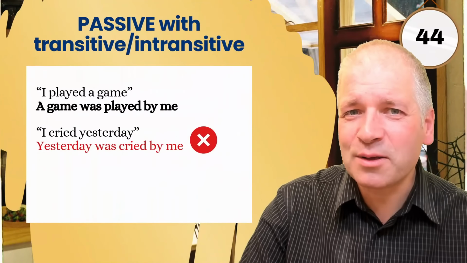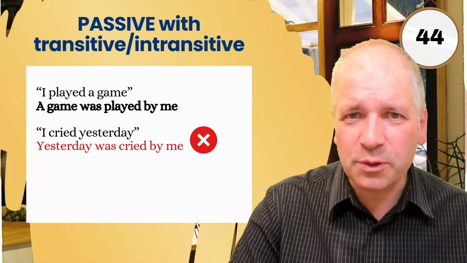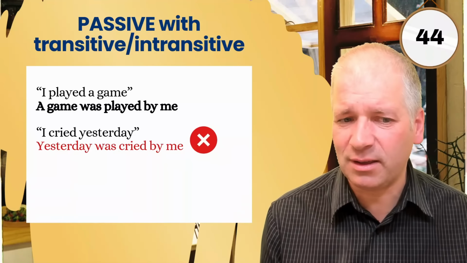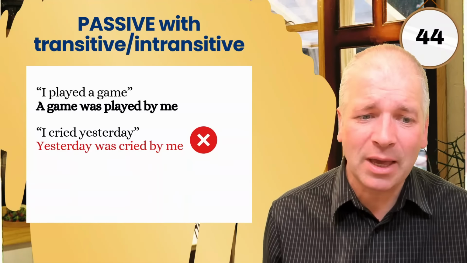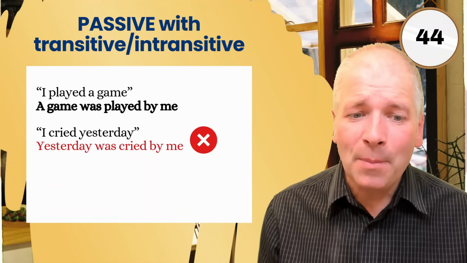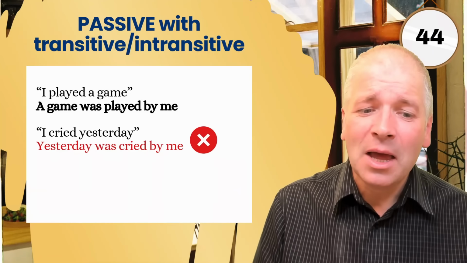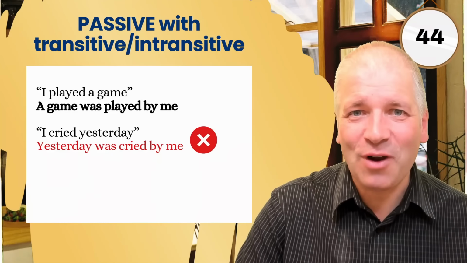Make sure you understand how and when you could use the passive. You can use it with transitive verbs, but not intransitive. So I played a game can become a game was played by me, but I cried yesterday cannot become yesterday was cried by me, because I cried is intransitive.